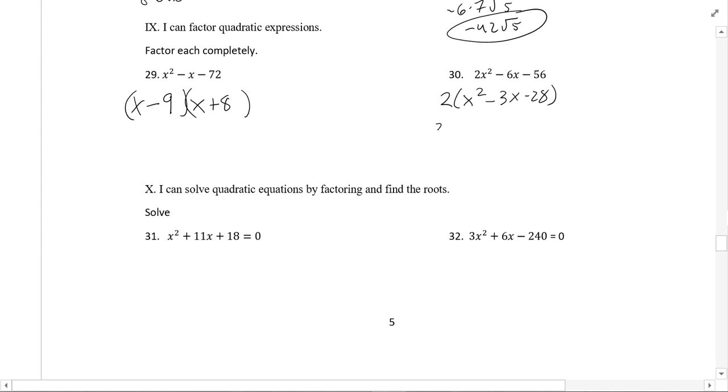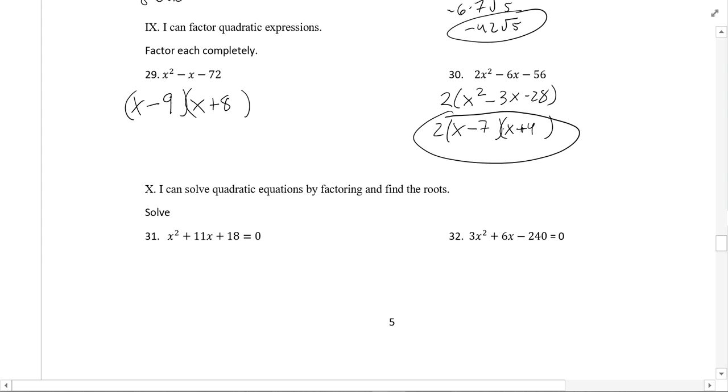And then I have to say, what are the factors of negative 28 that add to a negative 3x? So think what multiplies to a negative 28 but adds to a negative 3. So we have negative 7 and a positive 4. So this would be my factored form. We factor out the GCF, then we factor the inside trinomial.